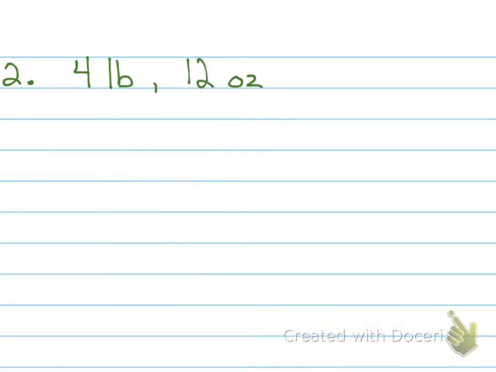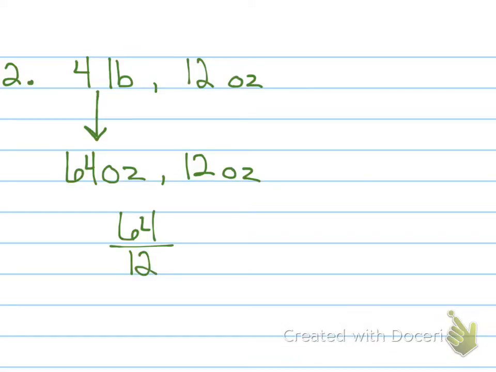4 pounds and 12 ounces. Which one do you convert? Write them in the same unit and then write them as a ratio. Which one's the bigger unit, pounds or ounces? Pounds is bigger. How many ounces are in a pound? 16. So how many ounces are in 4 pounds? 64 ounces to 12 ounces. So 64 to 12. Is that my final answer? No. Why? I can reduce. 16 over 3.